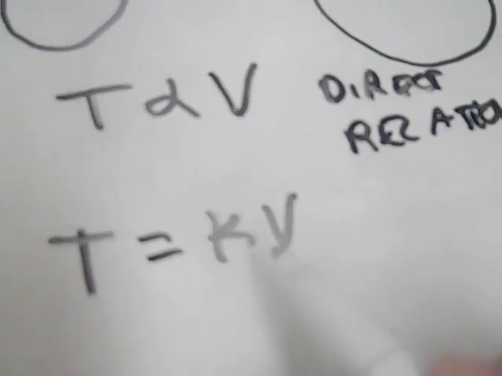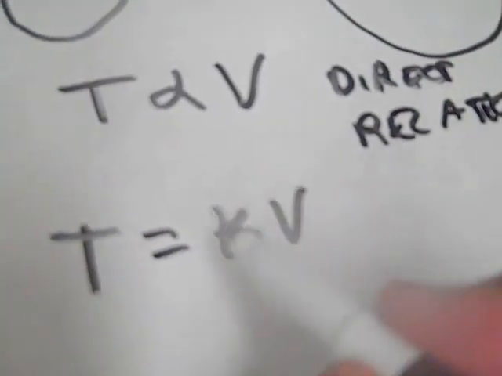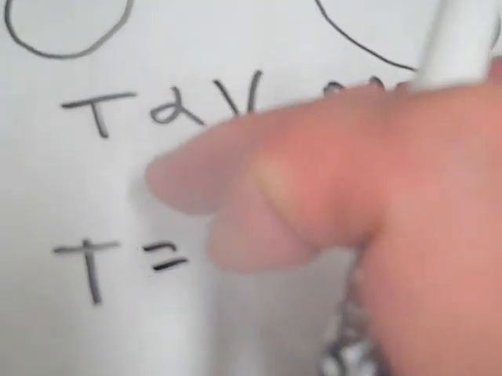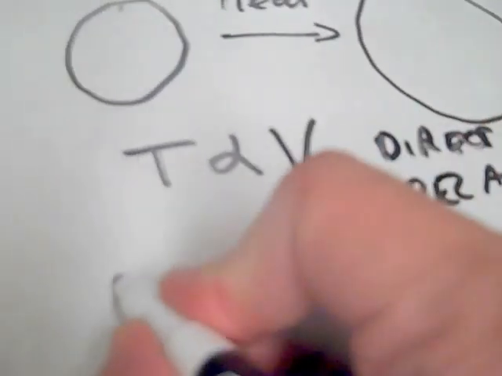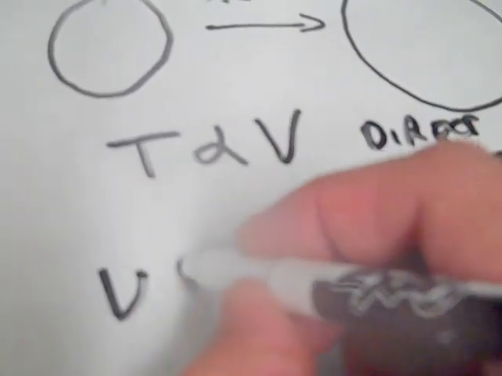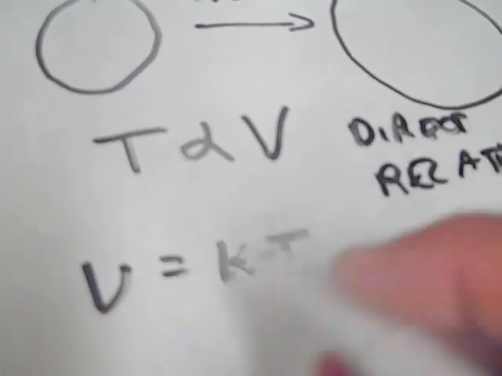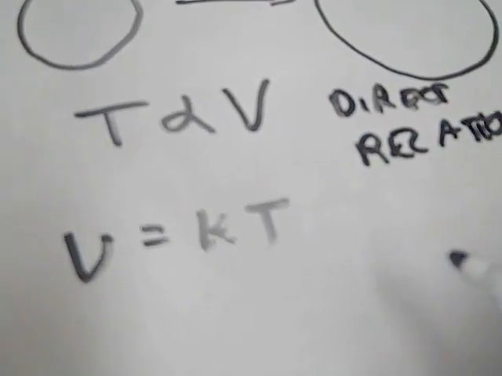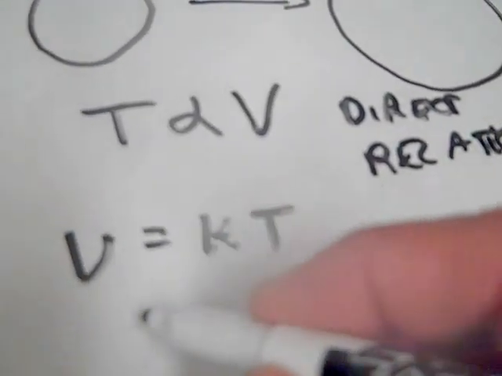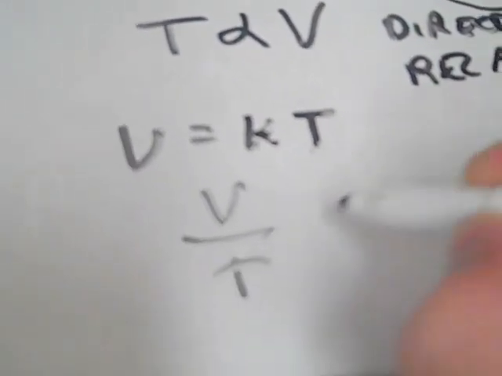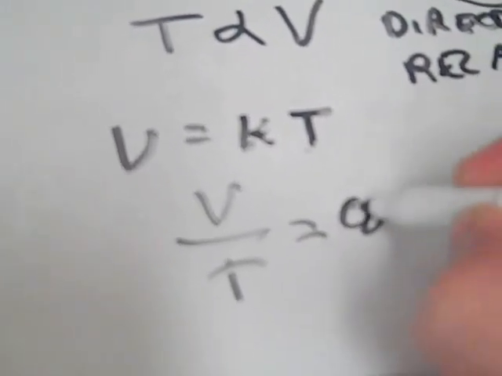So if we wanted to do this here, we can write this with a constant. In keeping with the equation on the chart there, we can say volume is equal to some constant times temperature, like so. So we can say V over T is equal to some constant.